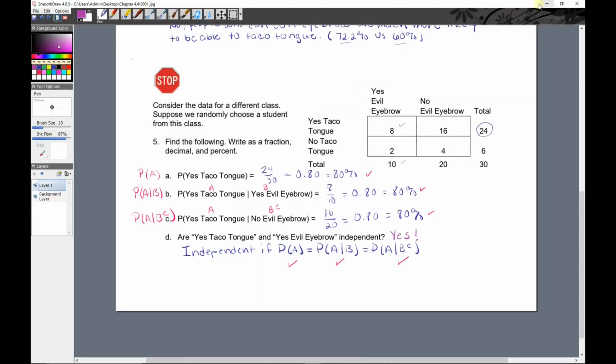Hopefully that helped to explain this notion of independence. And the way that you do it is to compare the actual outcome of that event to its event given some other event, or given that that other event didn't happen. If they all end up being the same, then A and B are independent. This would be A and this would be B.